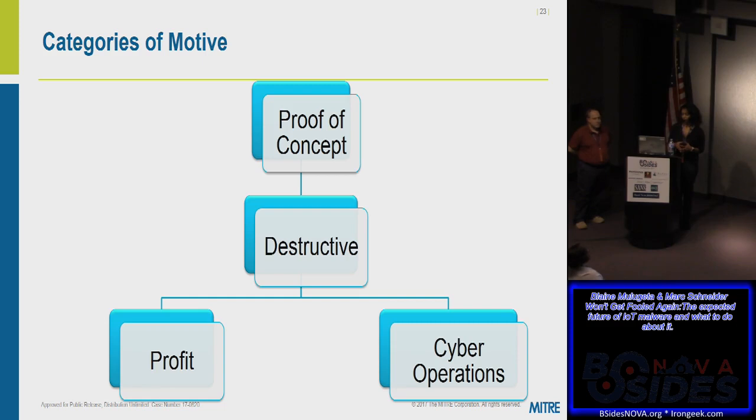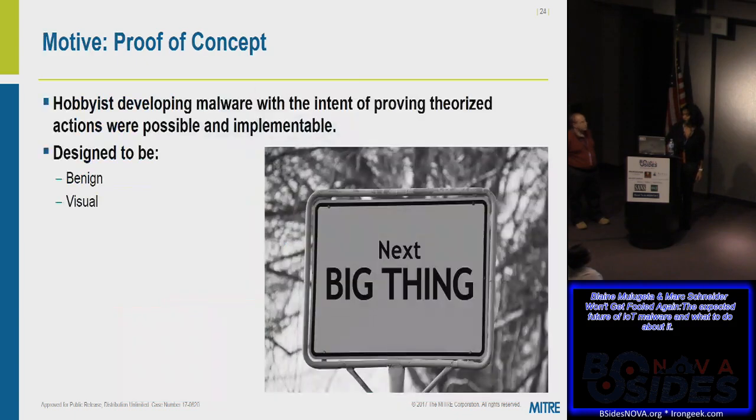So these are the categories that we've identified. These are very general categories. If anyone has ever taken maybe a psychology or cybercrime sort of class, this may sound familiar. But we've seen a trend and pattern that malware starts off as a proof of concept, and it moves down to destructive and destruction. It causes havoc and actual harm. And then it falls into profit and cyber operations.